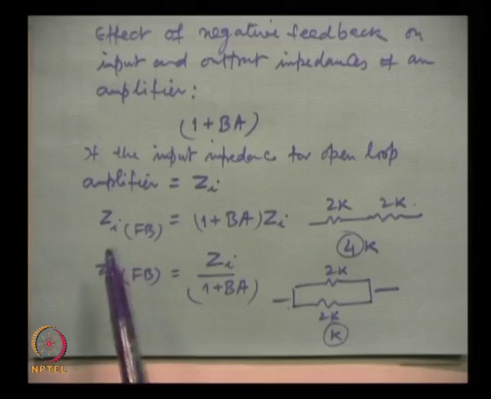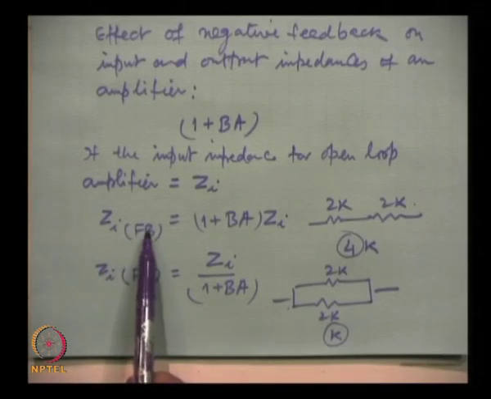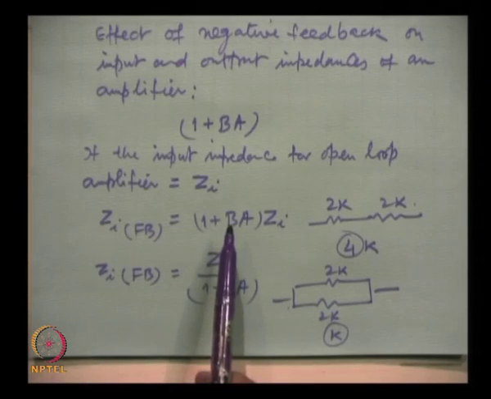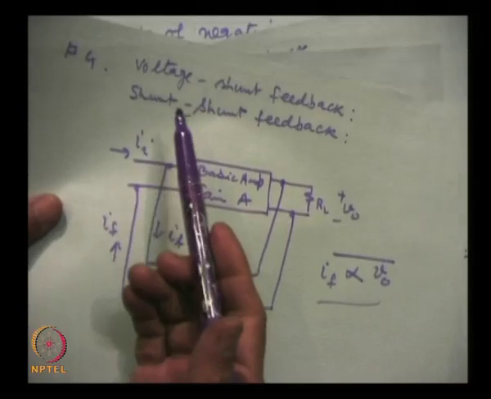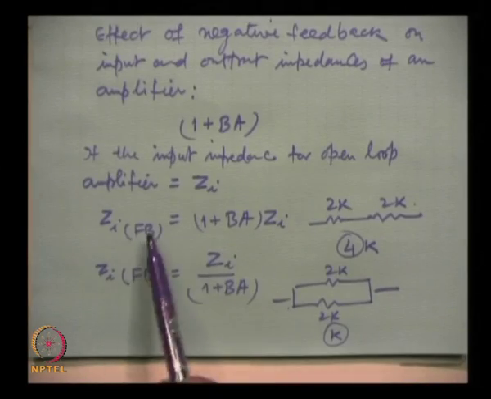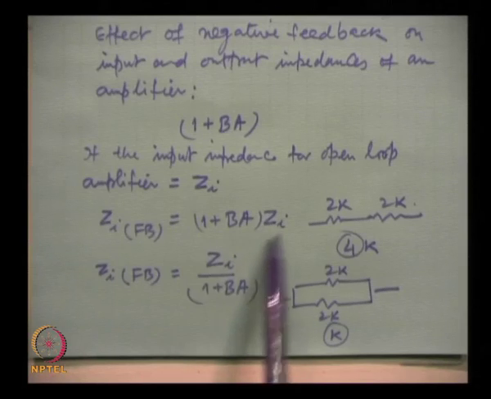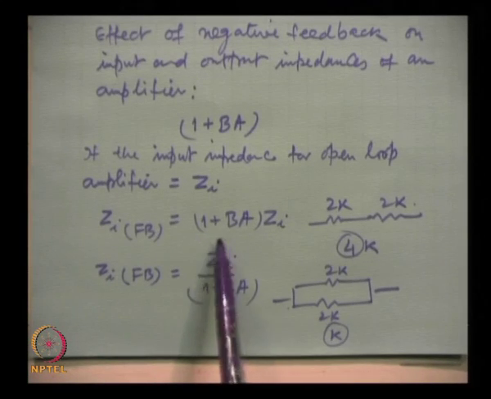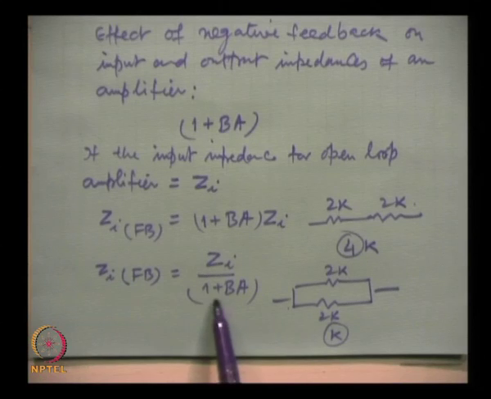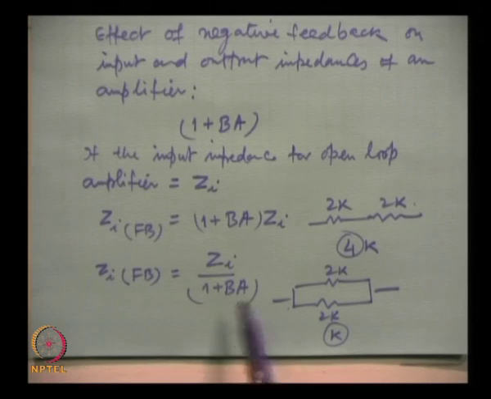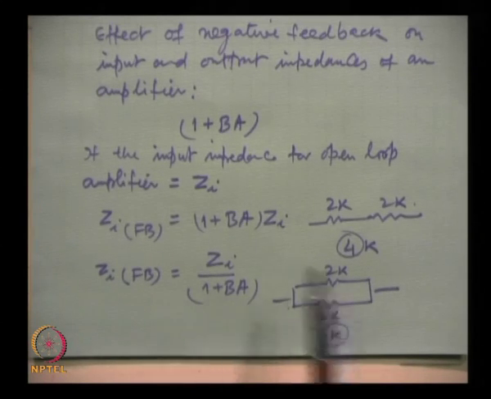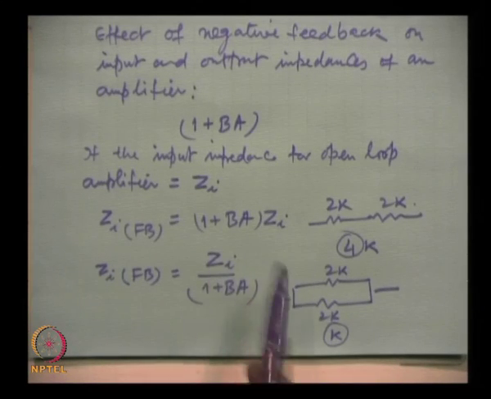So, when at the input, if the connection is a series connection, you remember, shunt and series we have been talking about in these 4 configurations. If the input is a series resistance, the resistance will increase by the factor 1 plus BA. If it is shunt resistance, this will decrease, and this will be by the factor 1 plus BA again. Similarly, at the output, if the connection is shunt, then output impedance will fall. If it is in series, the output impedance will rise.